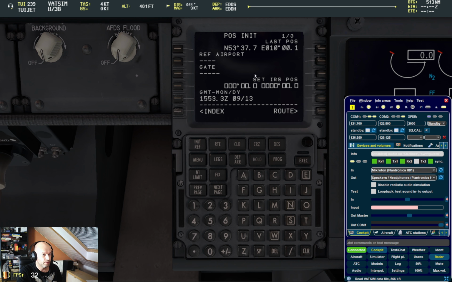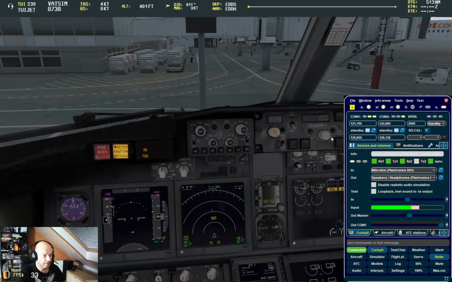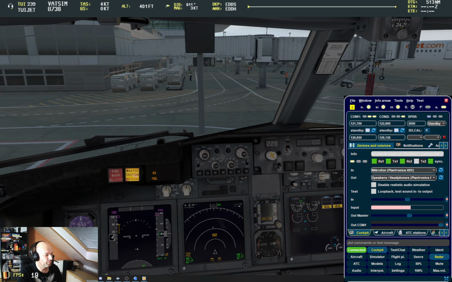So we go here, position init. We are in LHBP, left-hand boost pump. No, it's not. Budapest. So we do this. Alright. Right now, we leave it like this here, and we go to our flight planning phase.